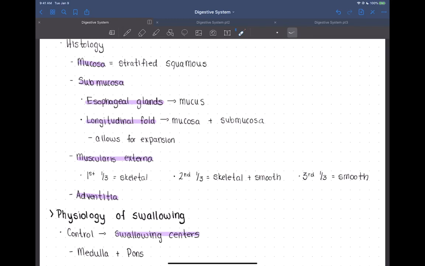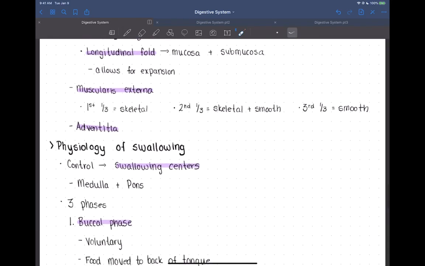What's really interesting about the esophagus is that muscularis externa. It's divided into three different regions. The first third of the esophagus is skeletal muscle, and it's skeletal muscle because you do have voluntary control over swallowing. That first third allows for that. Then the second third is a mix between skeletal and smooth muscle. And then eventually you transition to just smooth muscle in that last third, because the process of peristalsis would be taking over by that point and moving that food forward.